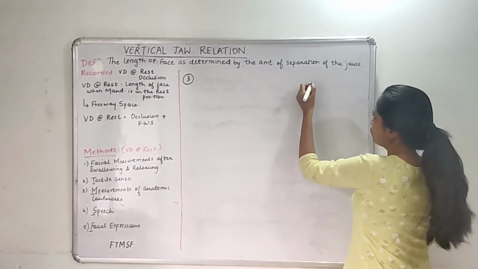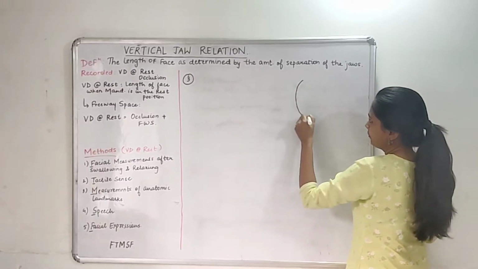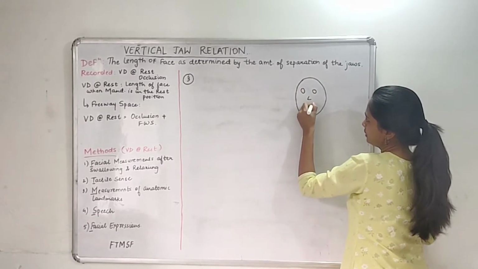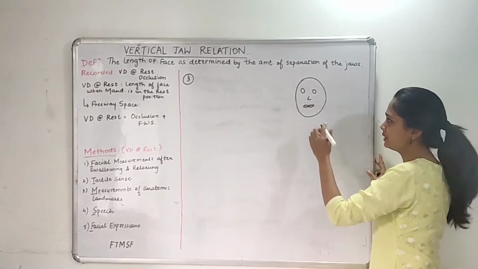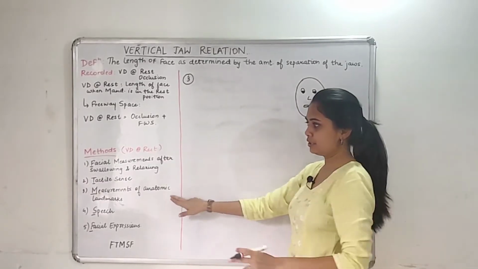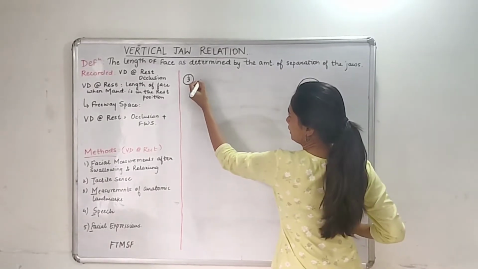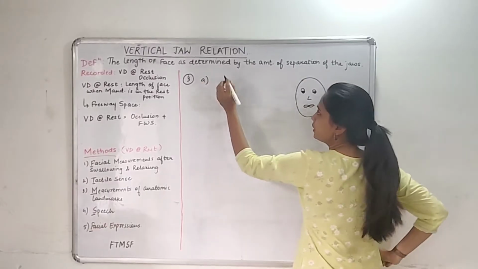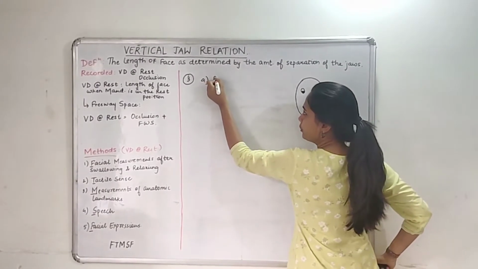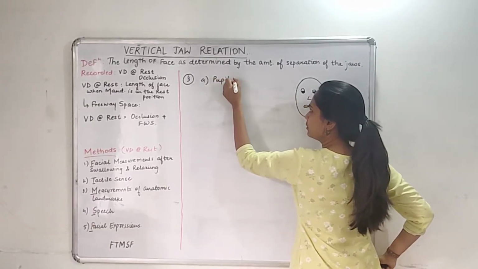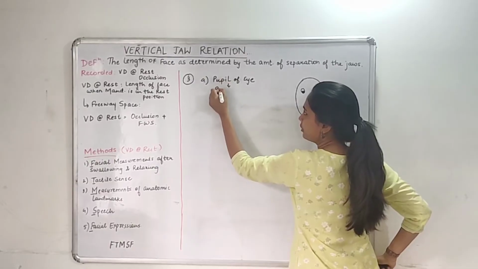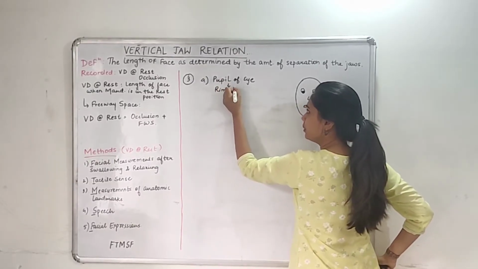Here I'll just draw a face: the eyes, the nose, and this is the mouth. Bear with my drawings, they are not very good, but it is just for concepts. For measurement of the face, we need 4 basic points. I'll write A. The first distance we will measure is between the pupil of the eye and the rima oris. Rima oris is nothing but the opening of the mouth.